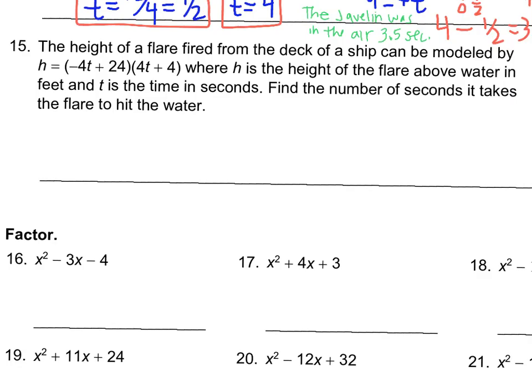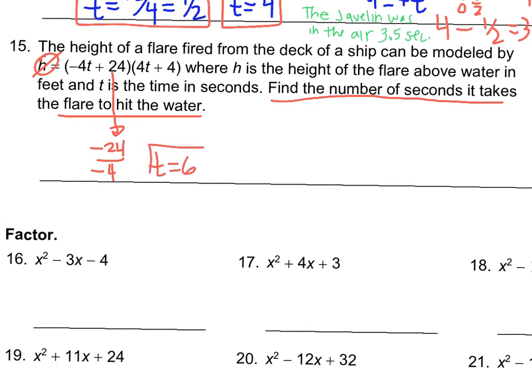Number 15, they're asking me the same thing, which means they want me to find the number of seconds it took for the flare to hit the water, which means my h is going to turn into a 0. If I solve this problem, I change the 24 into a negative 24, and I divide by a negative 4, giving me my first t, which is 6. On my second t, I change my 4 to a negative and divide by 4 here, divide by 4, and I end up with my second t, which is a negative 1.